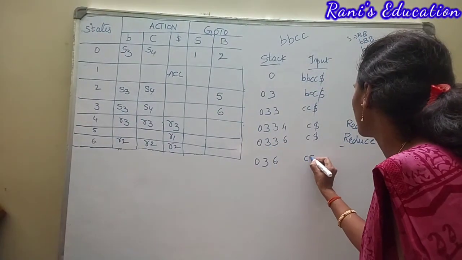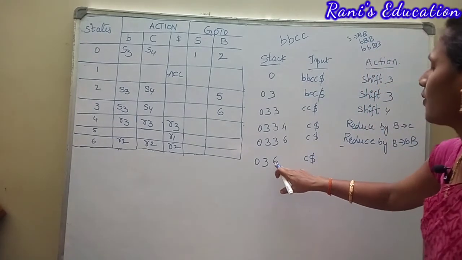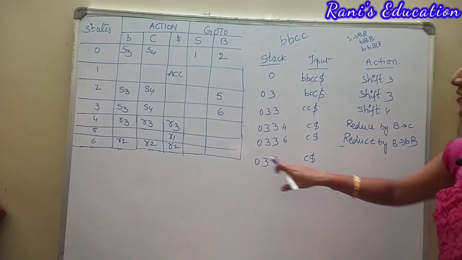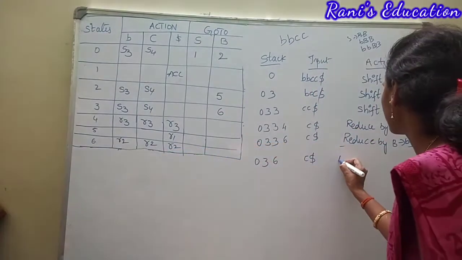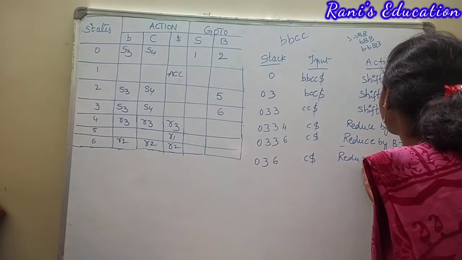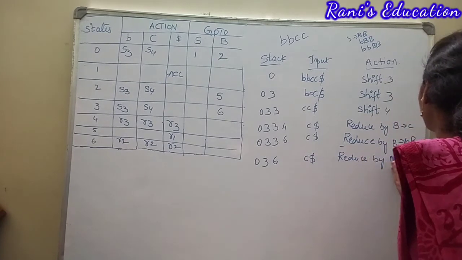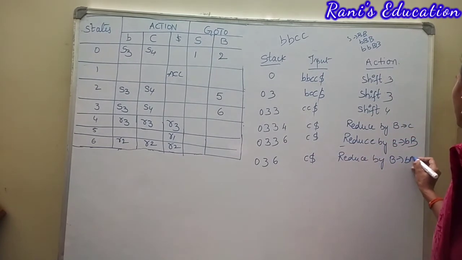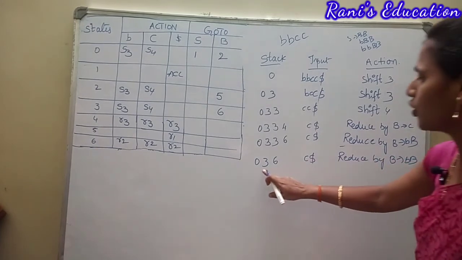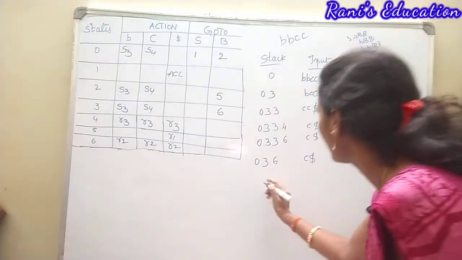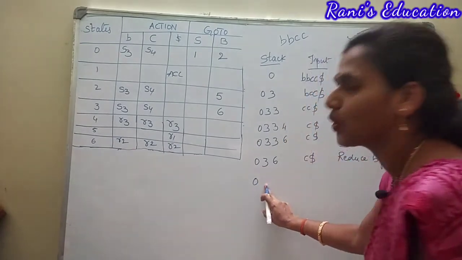Now the rest of the input is C followed by dollar. What is 6 with C here? R2. That is reduce by B derives BB. So here the length of the RHS is 2. So we are going to pop 2 symbols from the stack. Now the stack contains 0 only.